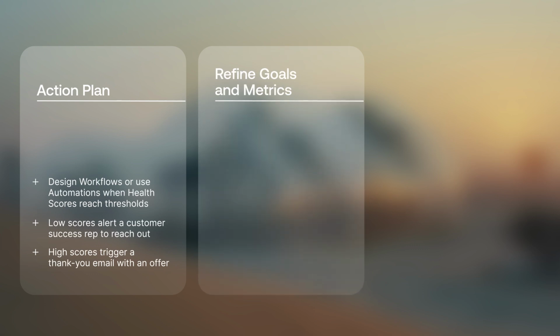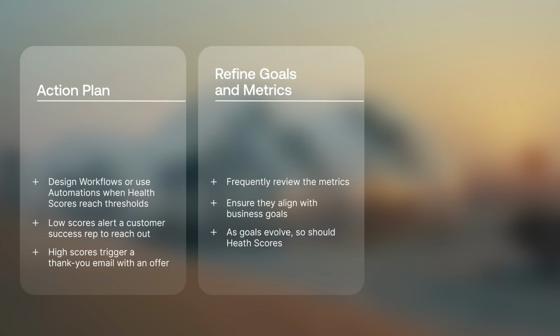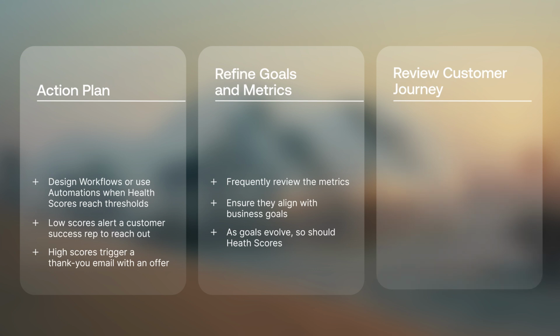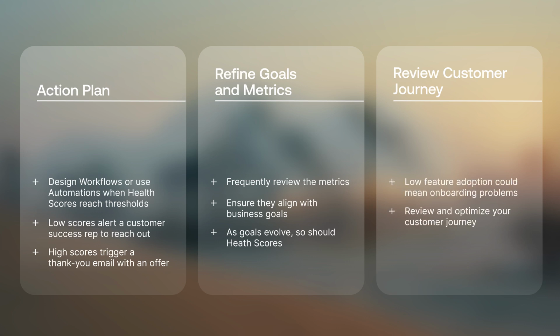Refine your goals and metrics. Frequently review the metrics you're tracking and ensure they align with your business goals. As your goals evolve, so should your health scores. And review your customer journey. A low health score could indicate issues in the customer journey. If your feature adoption score is low, it might be a sign of onboarding problems. Review and optimize your customer journey to fix these issues quickly.